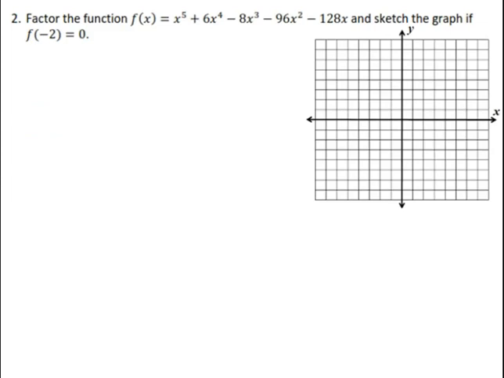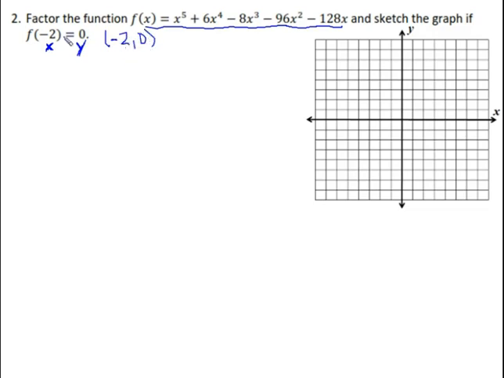Instead of having a polynomial equation that's already factored for us, this time we're actually going to have to factor it ourselves. So in this case, we're going to factor this polynomial and then sketch a graph by hand. So they give us some information. They tell us that f of -2 equals 0. So this is an x value that specifically gives us a y value of 0. If you want to think about it as an ordered pair, you can write it like that.